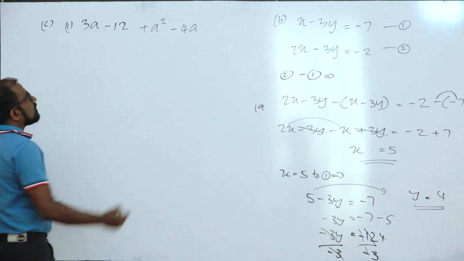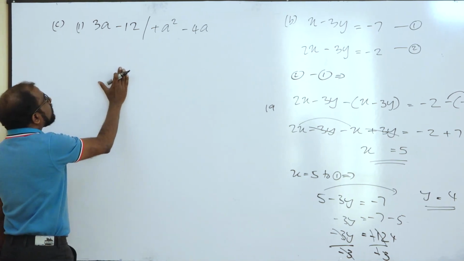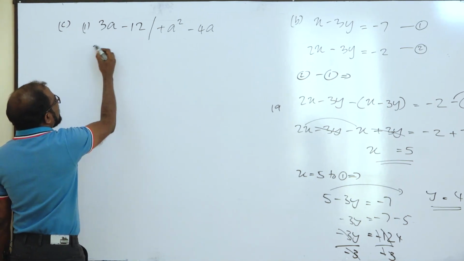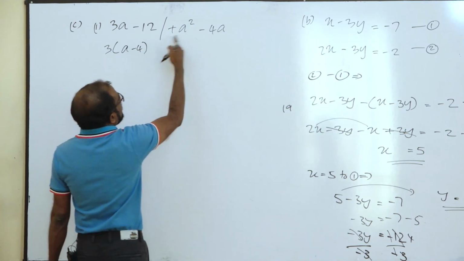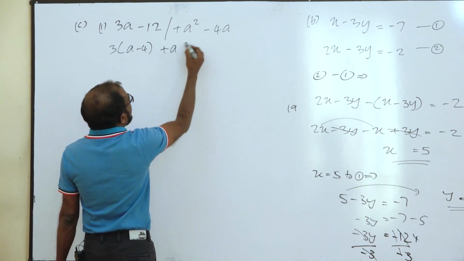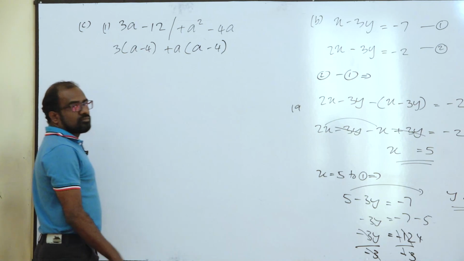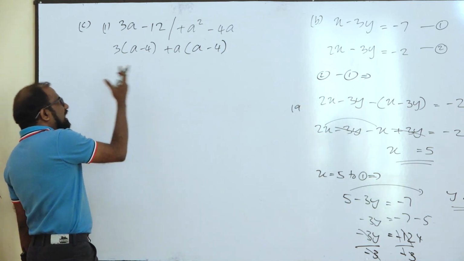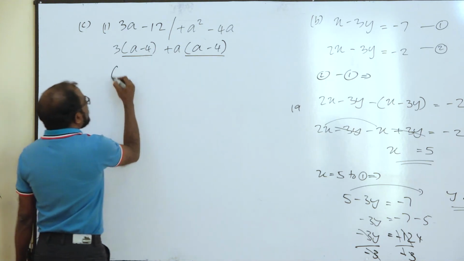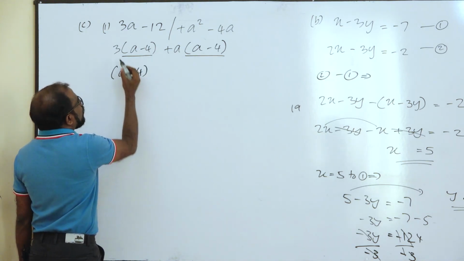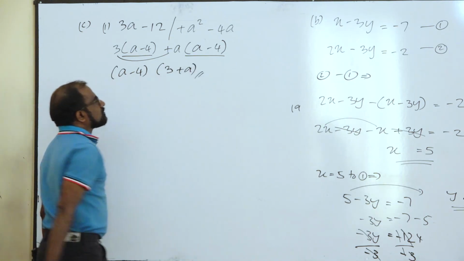Think, divide it into two parts and factorize separately. Here the common factor is 3. 3 is taken out, a minus 4. Then here the common factor is a. A is taken out, a minus 4. Now again take out the common factor, a minus 4. Take the common factor a minus 4 out. 3 plus a. Get that?